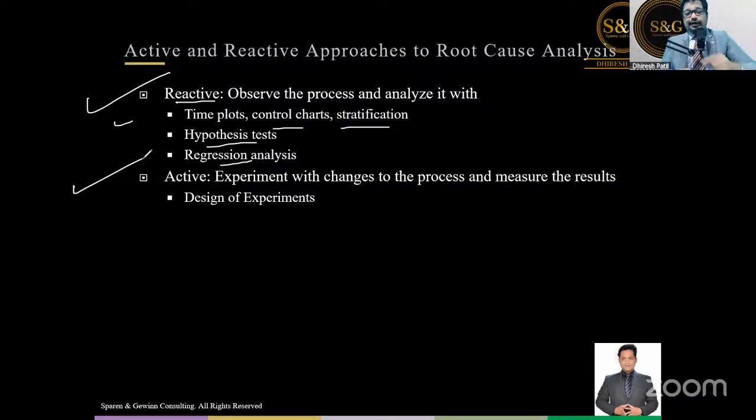Active or proactive is where we are a part of the process. For example, let's say I am baking a cake. Now I am experimenting in the process. I am experimenting with the content of the cake, the temperature setting of the oven, and the time required to bake. So when I'm experimenting, I'm actually playing with the process, and that is how I'm actively involved in the alteration of the output of the process. And that is called the active or proactive way.